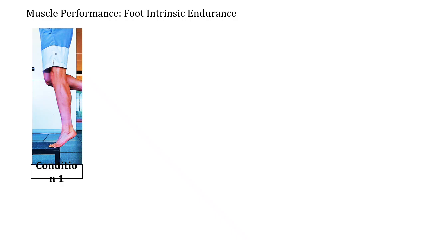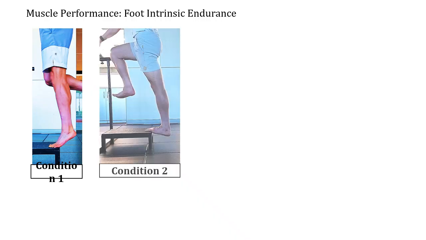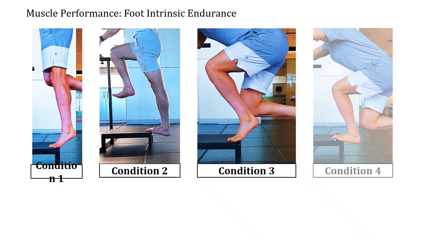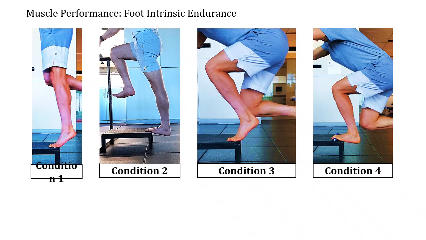So there are 4 conditions. The first 2 conditions have the knee straight. Condition 1 is in a plantar flexed position. The second is in a max dorsiflexed position. Conditions 3 and 4 have knee flexed positions. You're flexing the knee to 75 to 90 degrees, and then you're going into either max plantar flexion or max dorsiflexion, depending on the condition.